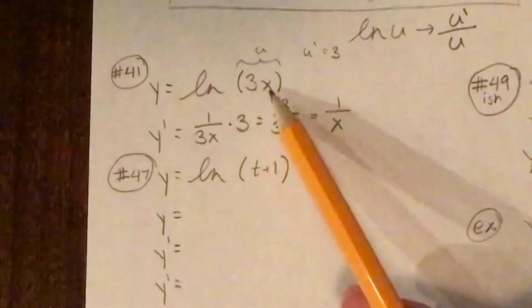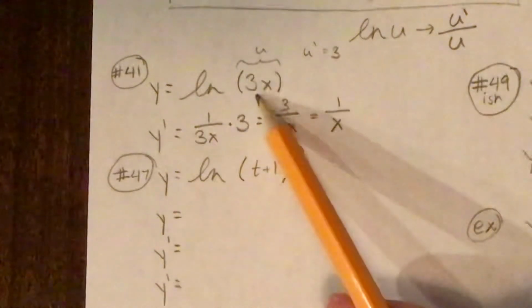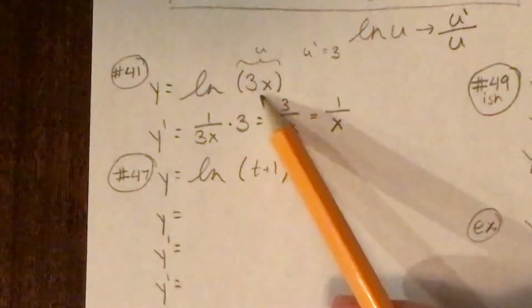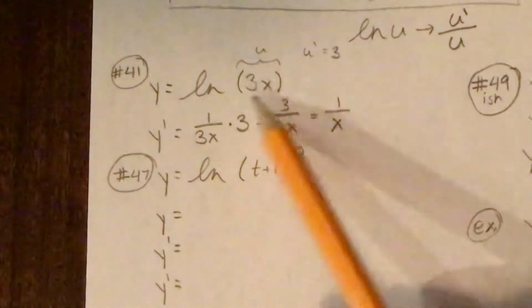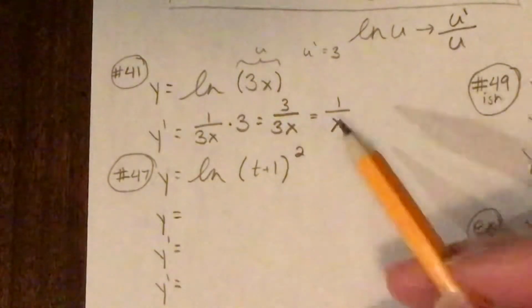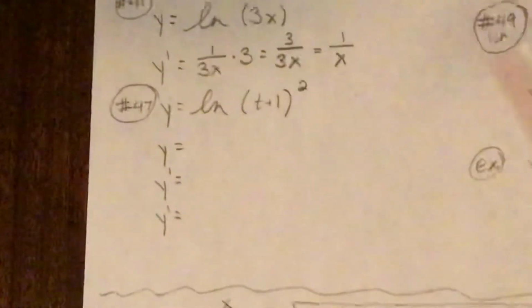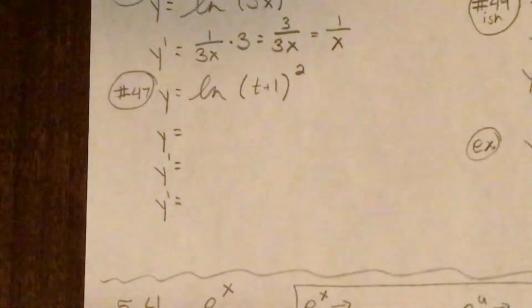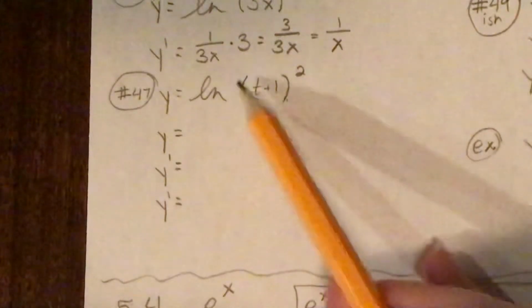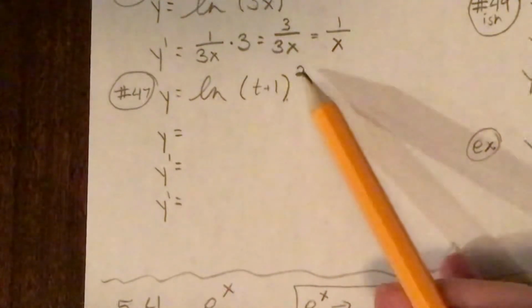So it looks like if this is any kind of a linear function in here, we're going to end up with like a 1 over x kind of a situation, if it's like a one-term linear function. All right, most of the time though, it won't be just 1 over x. All right, number 47, natural log of (t plus 1) squared. So in this case, t plus 1 is in the parentheses, and then that whole parentheses is squared.